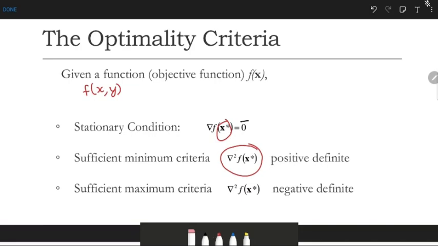Anyways, where was I? If your function is a function of two variables, what was I telling? Laplacian. Laplacian of this function will be dou square f by dou x square plus dou square f by dou y square. I think this is the Laplacian.